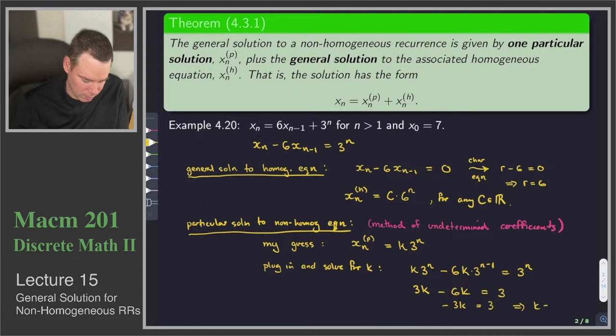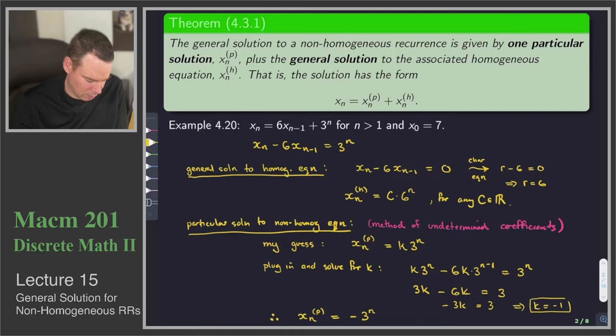And so there we go. We found what that undetermined coefficient is. So what have we found? We found that a particular solution to the non-homogeneous equation is negative 3 to the power of n.